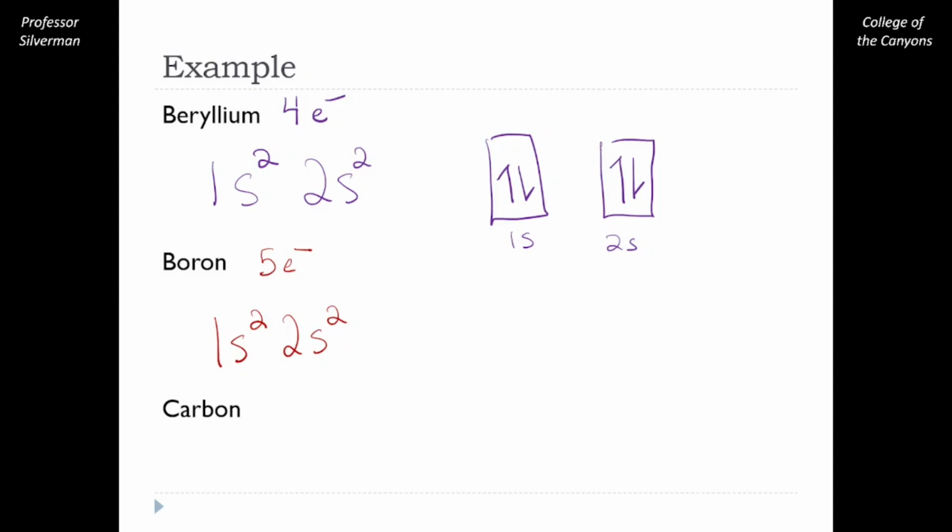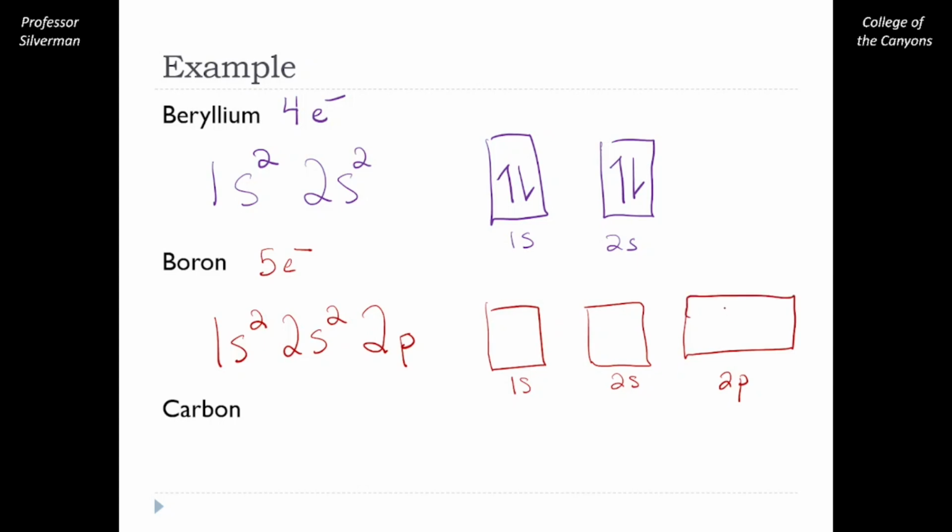Unfortunately, we can't put the 5th electron into that 2s because it's full. Only 2 electrons can fit in each orbital. So we need to move up to our next set of apartments. On the 2nd floor, we can have s orbitals and we can have p orbitals. When we're drawing the box diagram for our p orbitals, we need to remember they always come as a set of 3. So it's always going to have to be 3 boxes for those p orbitals. They never show up 1 at a time or 2 at a time. P orbitals are always a set of 3.